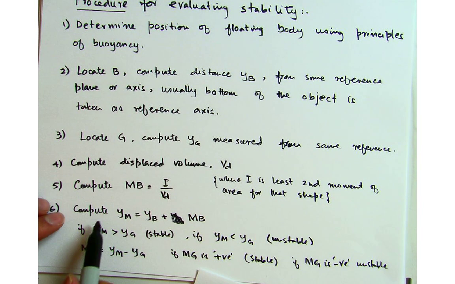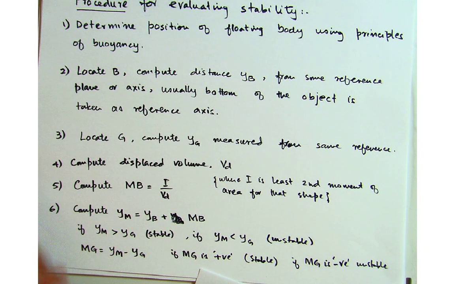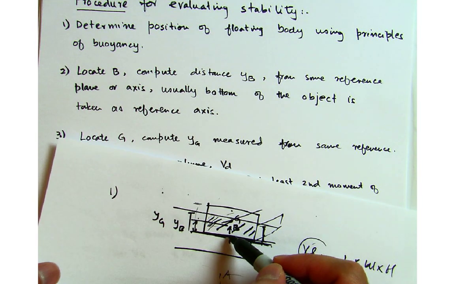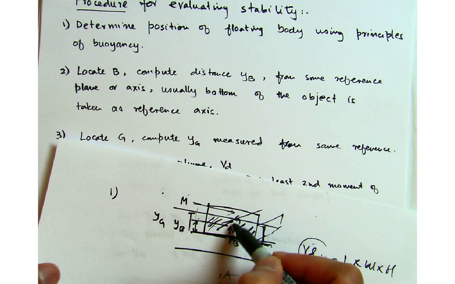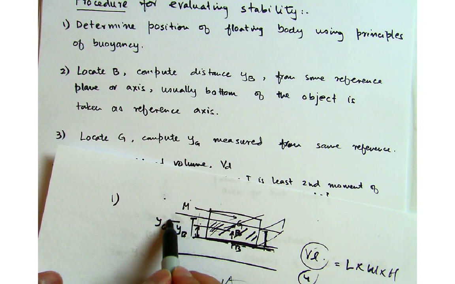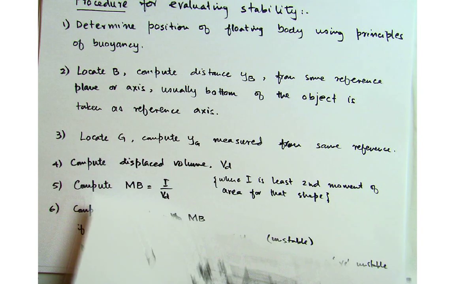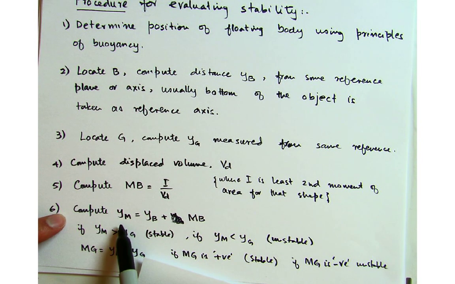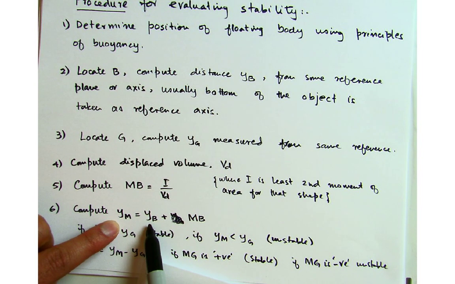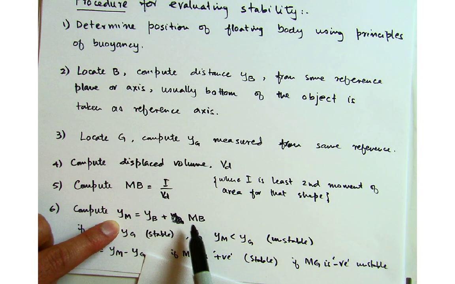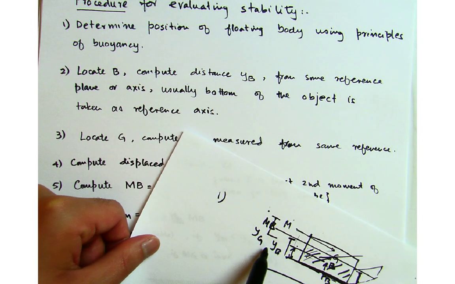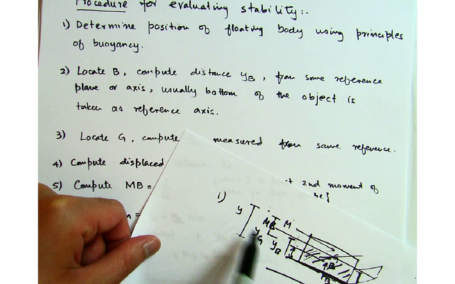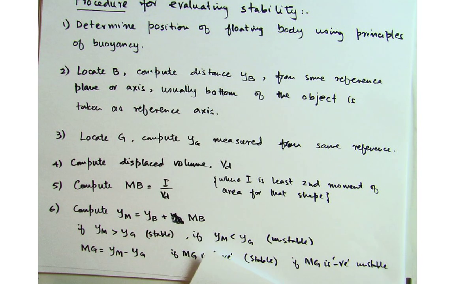And after that, once we have found the distance from point B to M, wherever that M is, it can be above or below G, but we have found this distance MB. Okay, so after that I can find the distance YM, which will be the YB from that reference line plus the MB, that's the line above. So that will give me the total distance of YM, which is YB plus MB.